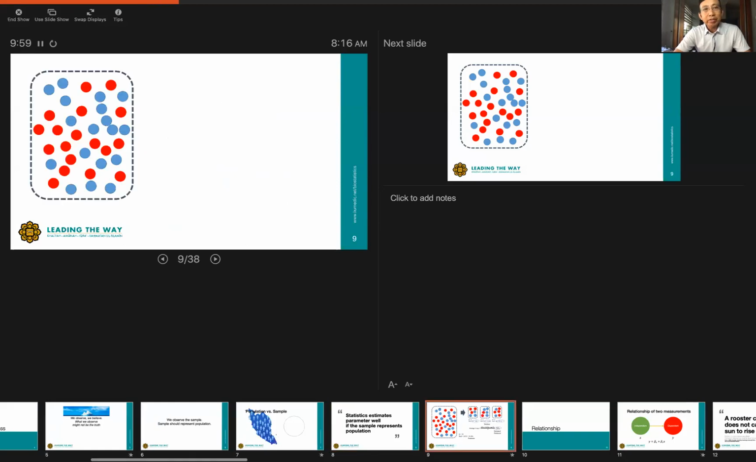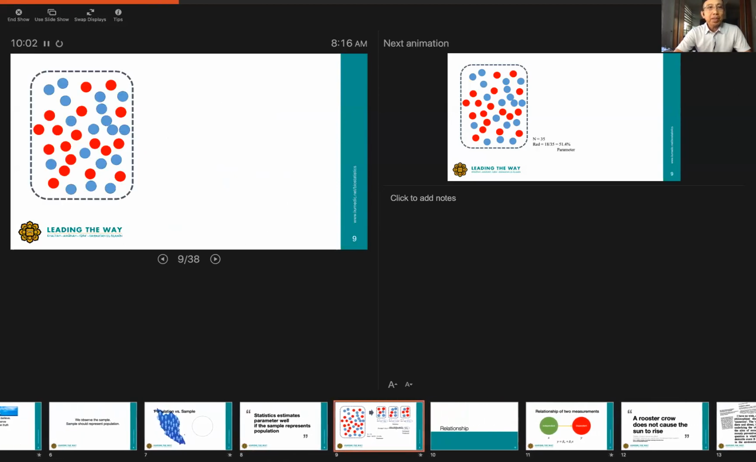How? Okay, I'll give you an example here. Let's say in this sample, we have the green and the blue circles over there. Let's say this is the population. So the parameter of the prevalence of the red circles there is 51.4%. Let's say 18 over 35. Total population 35, those with the red circle is 18. So the prevalence is 51.4%.